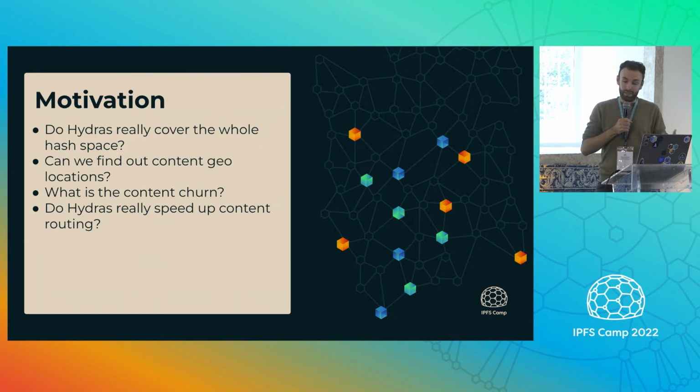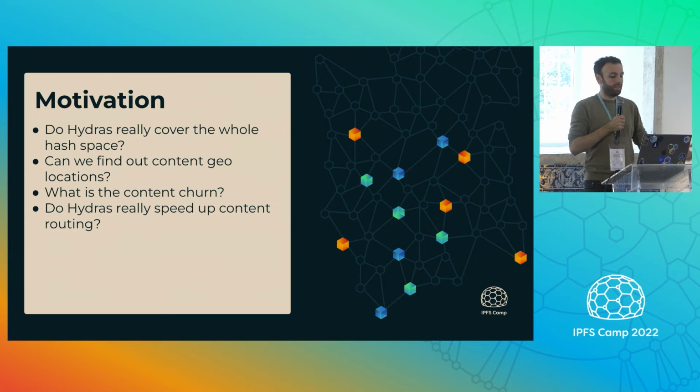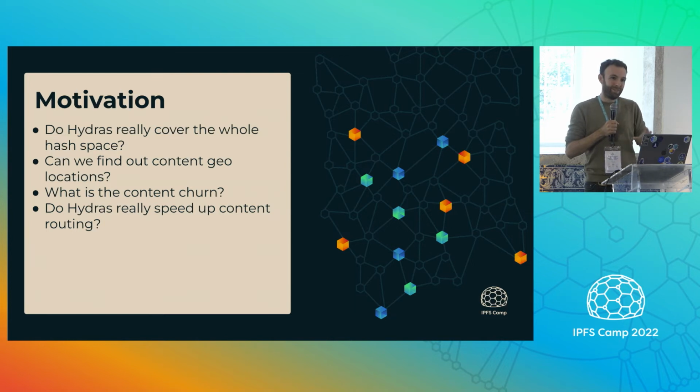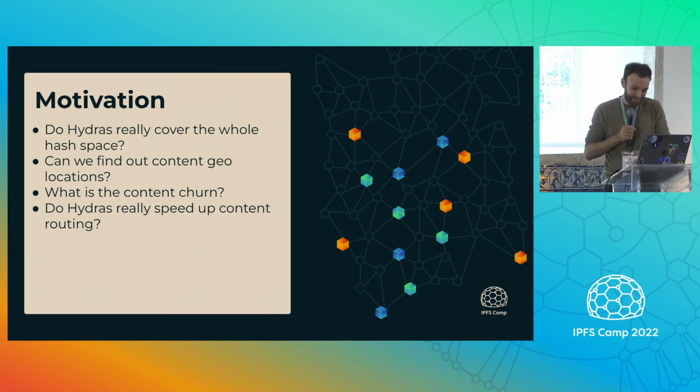Then, again from reviewer feedback, where is content stored geographically? So is it in the US, in Europe, or in China? We don't know yet. And then also, what's the content churn? So if I provide a CID, what's the percentage of CIDs that are reprovided? Or how long do CIDs stay in the network until they just churn away? And most importantly, do Hydras really speed up content routing? I mean, Mikkel already had given a brief glimpse that this may not be the case, but we'll see.